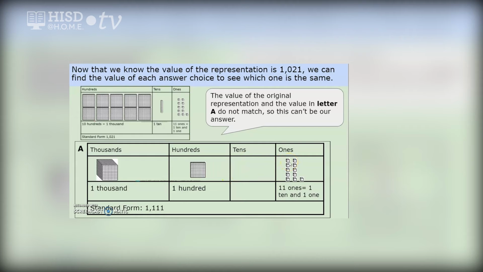Let's count our ones. 1, 2, 3, 4, 5, 6, 7, 8, 9, 10, 11. We had 11 ones, equal to 10 and 1. So if I write this number in standard form, it is 1,111. The value of the original representation and the value in letter A do not match. So this can't be our answer. Remember, we're looking for 1,021.